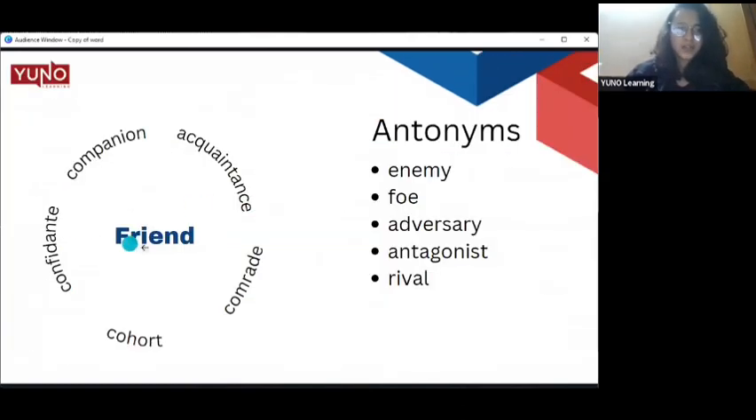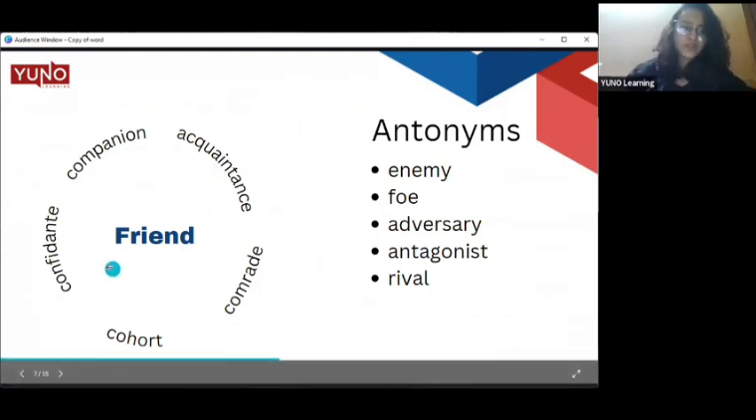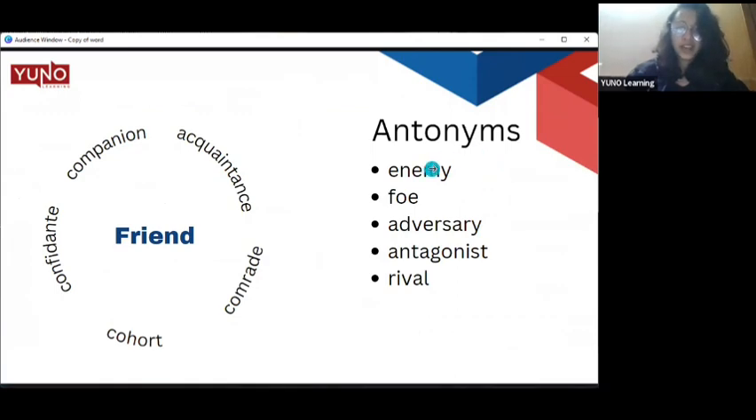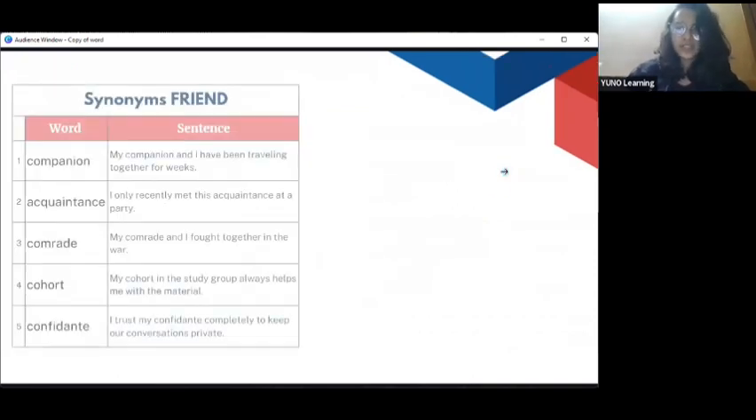So the next word we'll be covering is friend. So the synonyms for friend are acquaintance, comrade, cohort, confidant, and companion. And the opposites for that would be enemy, foe, adversary, antagonist, and rival. Now let's look at a sentence for each one of these.